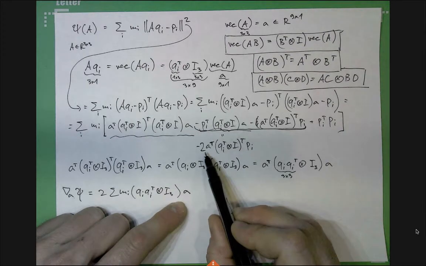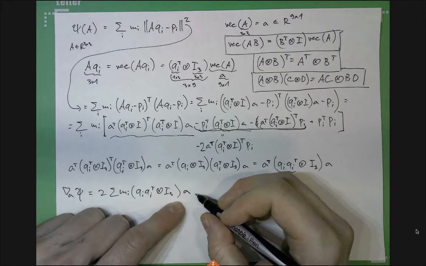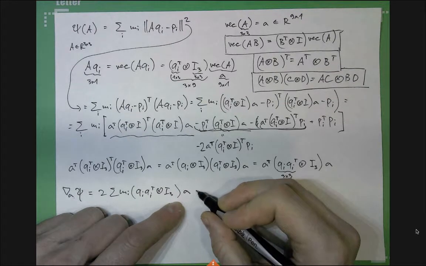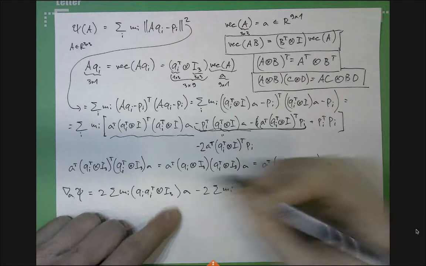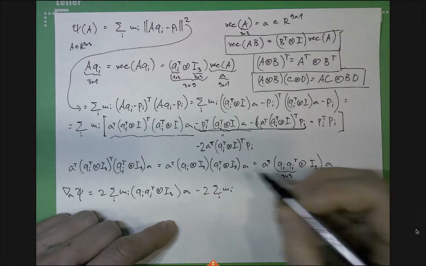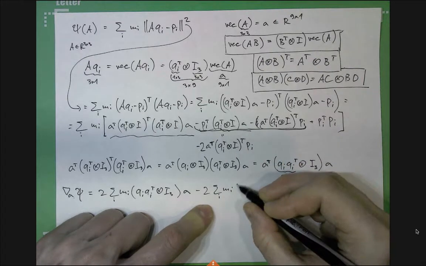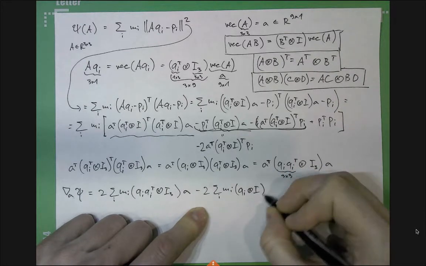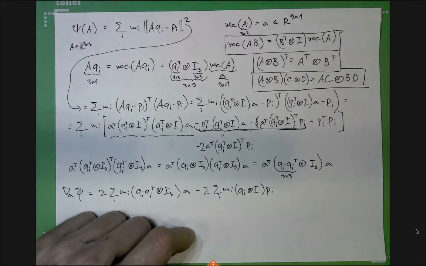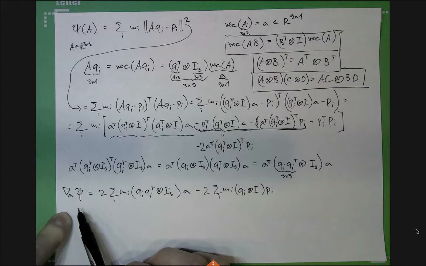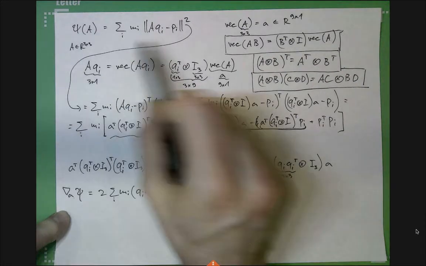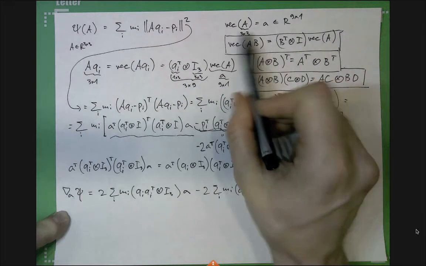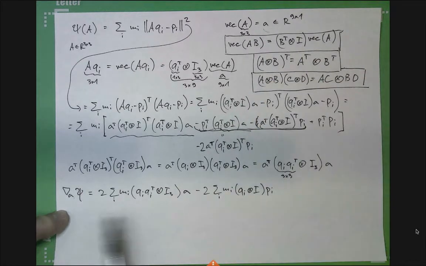And this thing here, the A transpose, simply disappears. And I will just get that this is minus 2 sum over mi, with summing over i, of course. This thing was transposed, so if I apply the transposition rule, I get qi Kronecker identity times bi. So that's the gradient. That's basically differentiating this expression with respect to all elements of the matrix. And so that this is manageable, I vectorized the matrix to turn it into a vector. And this is the expression I got.